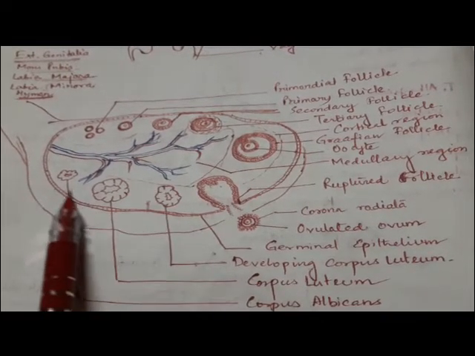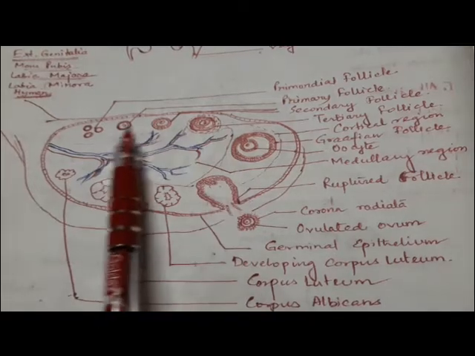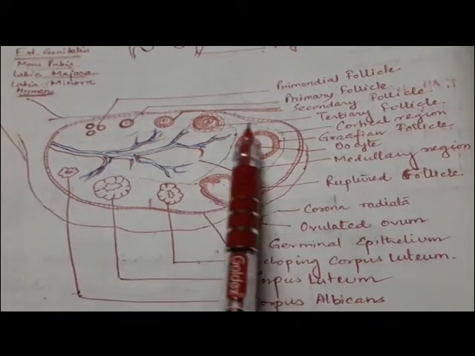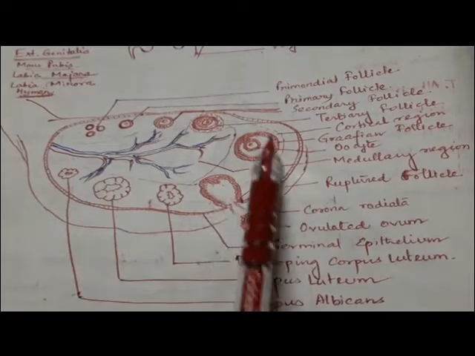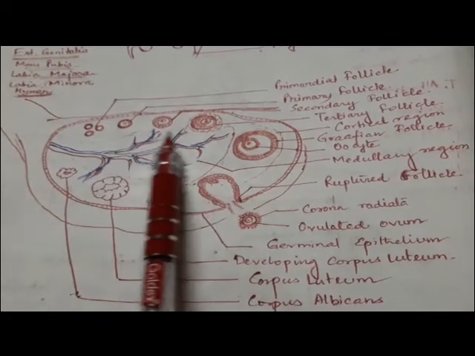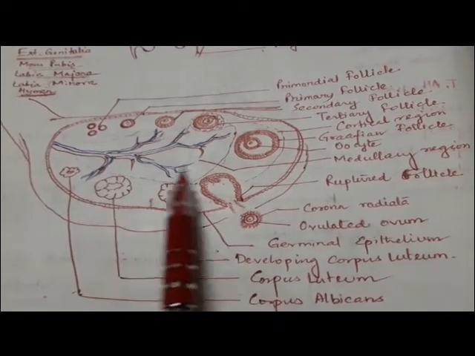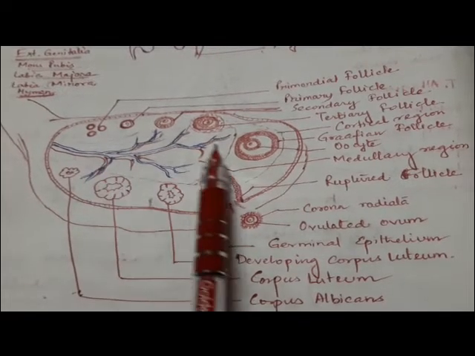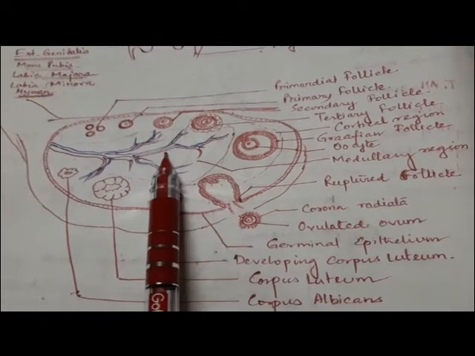There is another layer, which is the cortical layer. As you can see, all the follicles are present here, right? This particular region is the cortical region, the outer region. And there is also a medullary region. The medullary region is the place where a number of blood vessels are present, right?